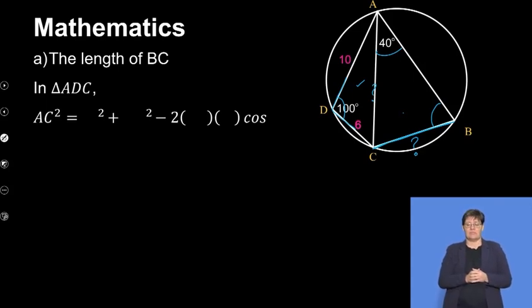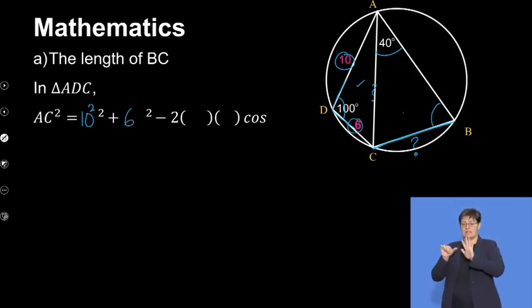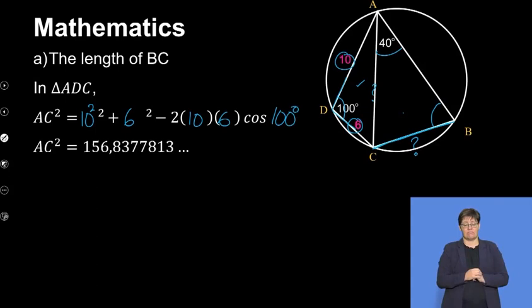Okay, so first let's find AC squared. AC squared is equal to, remember we're going to use our sides, 10 squared, so it's that side, and then this side, 6 squared, minus 2 times 10 times 6 times cos of the angle in between, which is 100 degrees. If we put that into the calculator, we're going to end up with AC squared being 156,83778 and continuing like that.